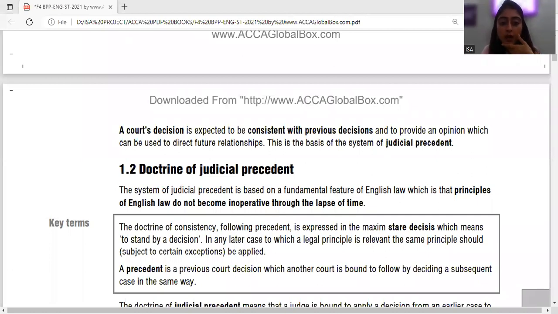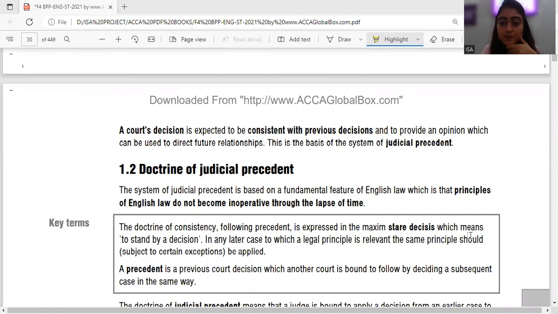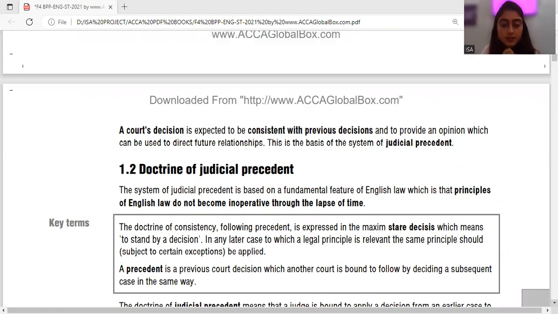Yes, so I'm back. Are you guys there? Yes, ma'am. A court's decision is expected to be consistent with previous decisions and to provide an opinion which can be used to direct future relationships. This is the basic of the system of judicial precedent. Who can explain this to me?